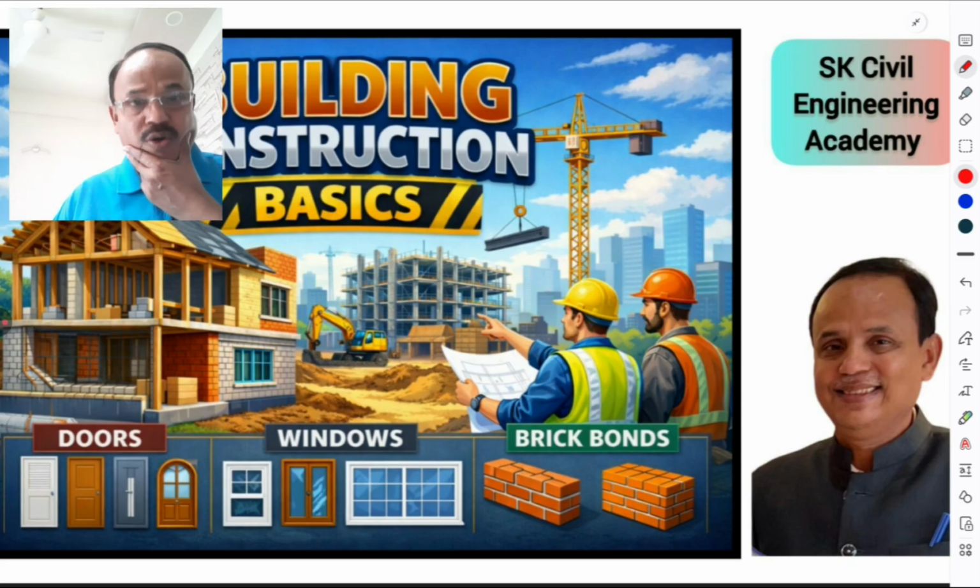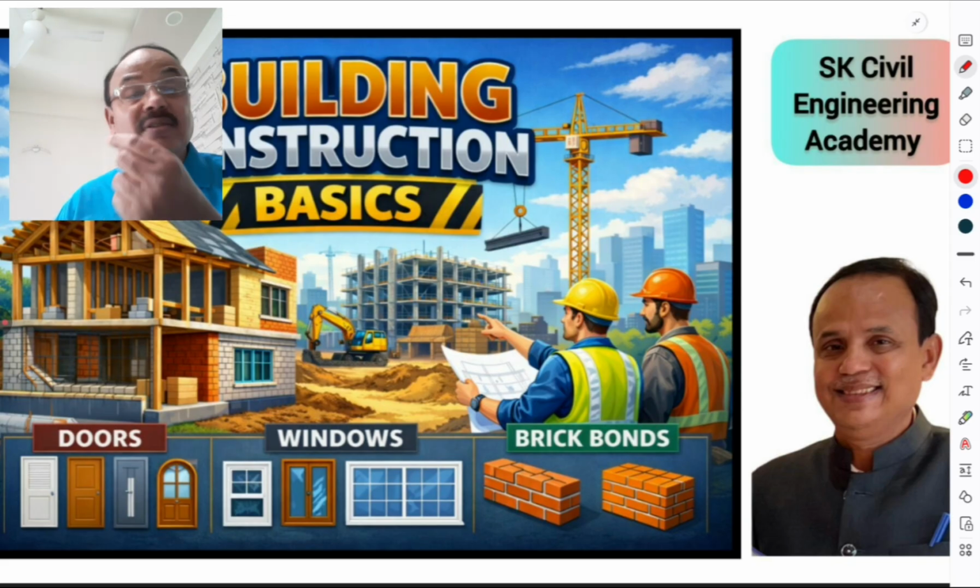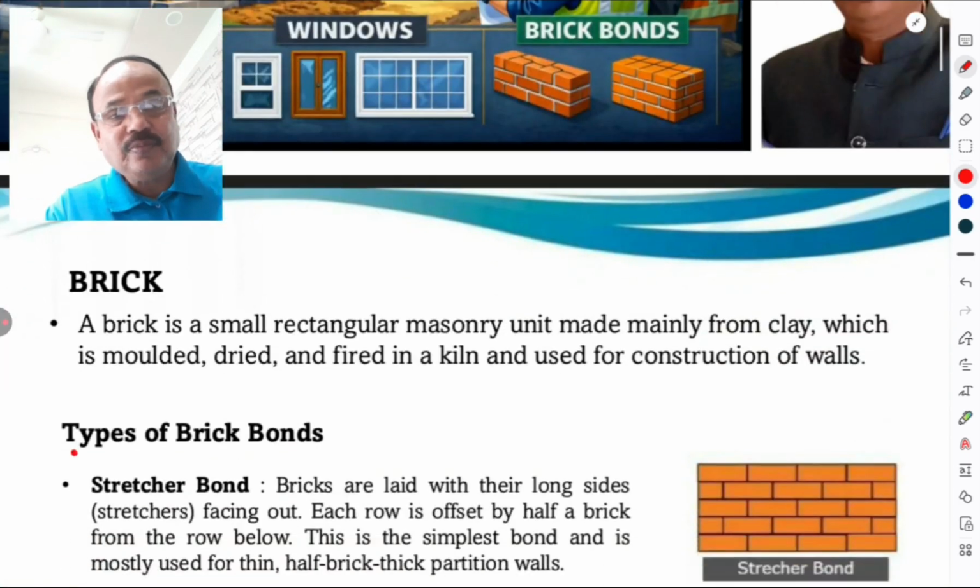What are the basics of building construction? There are some components of building construction such as the doors, windows and brick bonds etc. We are going to discuss these doors, windows and brick bonds in brief, but each student should study each type of brick bond, each type of window and each type of door in detail to acquire more knowledge about building construction. So let us start the lecture.